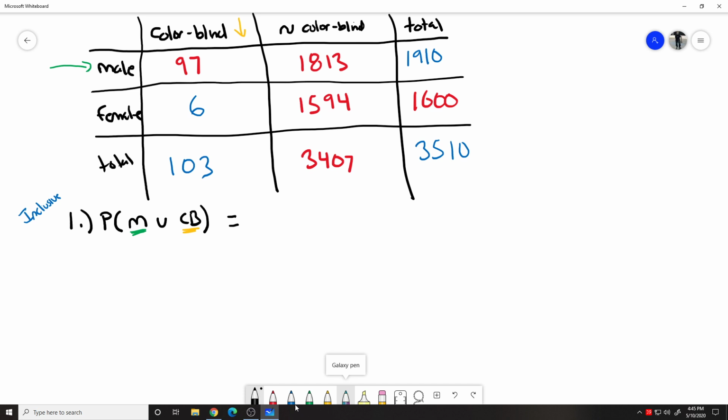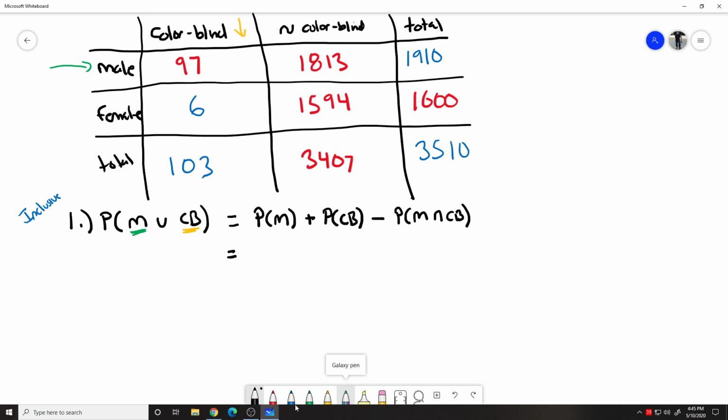So the way we're going to answer this question is we're going to say the probability of male, we're going to add to that the probability that they are colorblind, and then because they are inclusive, we are going to take away where they overlap. In other words, we're going to take away the probability that they are male and colorblind. If we do not take this last step, then we're counting that 97 twice. It's going to throw our odds off by double, right? If we don't take that last step, we are counting people twice in the same category. And we don't want to do that because we want to ask if they're male or if they're colorblind.